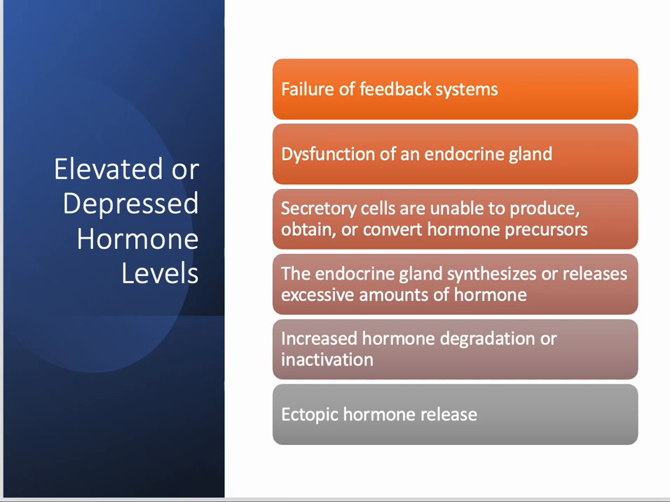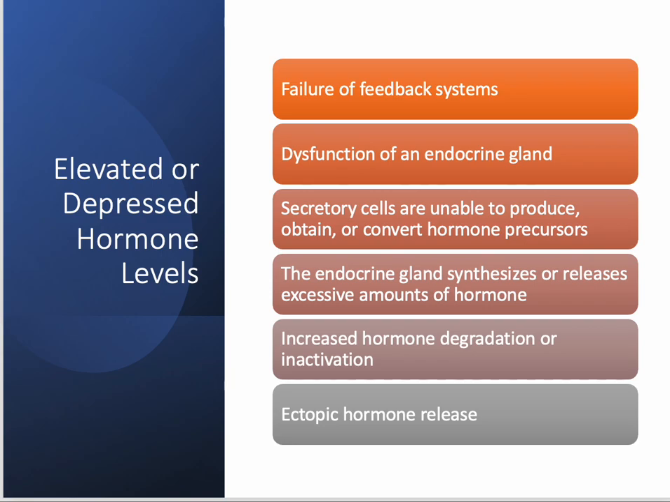It could be dysfunction of a trigger gland, such as the pituitary gland. It could be that the gland itself can't make the hormones because it can't get the precursors to the hormone. Or it could be that it just makes too much. It could be a tumor. That would be ectopic hormone release outside of where it's supposed to be. Or it could be that the liver is metabolizing the hormone too fast.